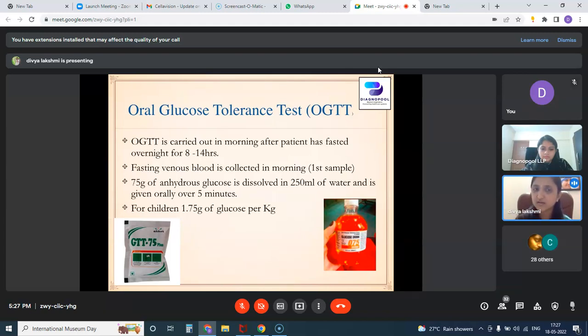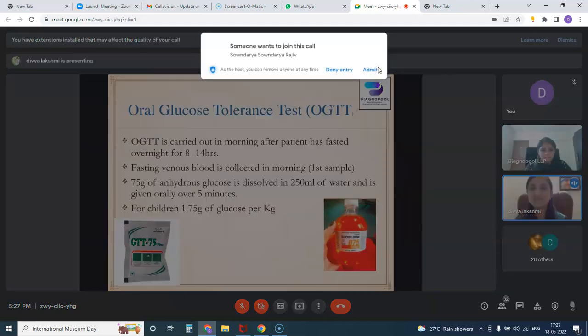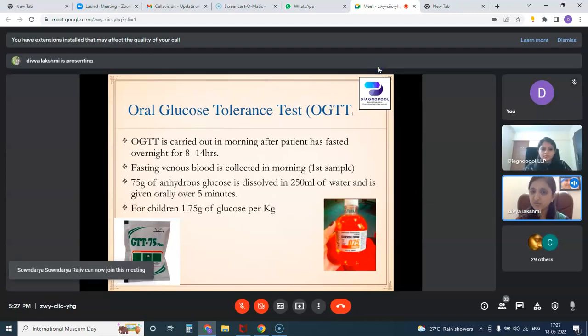If you are doing it for children, you might ask, why should I do it for children? Yes, because most of our type 1 diabetes occurs in young children also. So when OGTT is asked for those young individuals, you can give 1.75 gram of glucose per kg. So if the kid is 20 kg, multiply by 1.75 gram, and whatever dosage you get, we will mix it with 250 ml of water and perform the OGTT test.